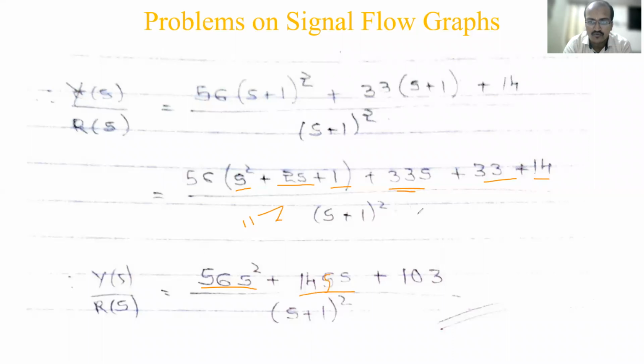You would have written one more step here, but I have skipped it. If you are not following, you can write one more step. So 56 will come when you expand this, plus here 33 plus 14 is there. Together 56 plus 33 is 89, 89 plus 14 is 103. So that is the final answer divided by s plus 1 square. This is your final answer, and this is about the problem.